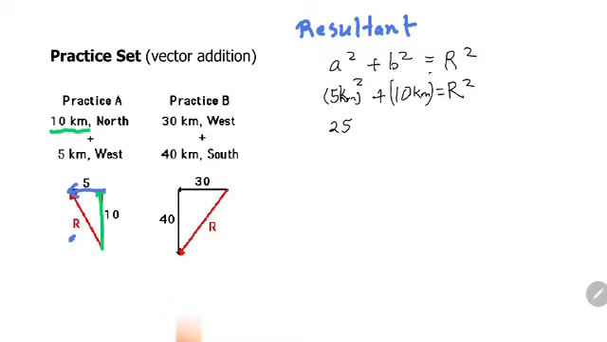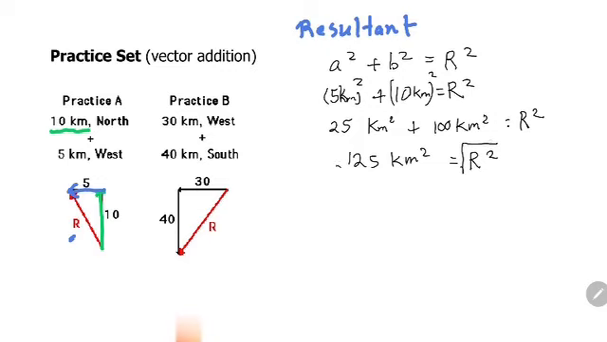Kilometer squared plus 10 squared. That's 100, right? Kilometer squared equals R squared. So, 125 kilometer squared equals R squared. Get the square root of R and the square root of 125 kilometer squared, which is 11.18 kilometers. Okay, yun ang magnitude.